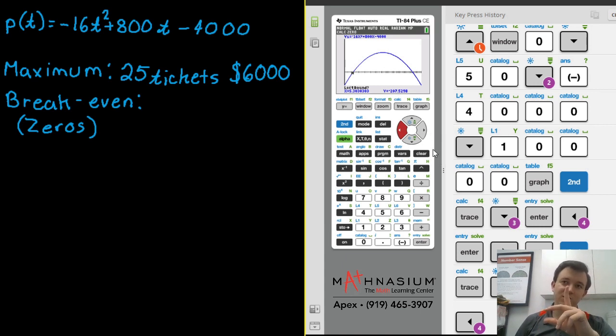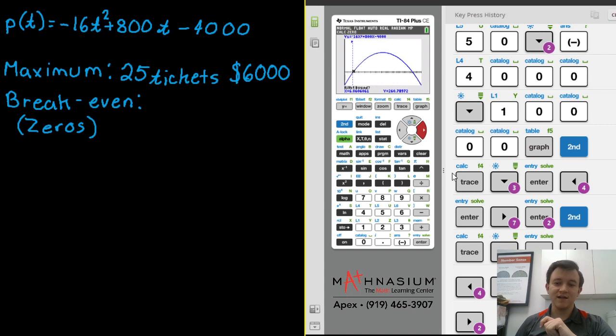So left bound again, you want to go just left of where that value is happening. So go just to the left of it, and it's going to be just below the x-axis. Click enter. Right bound, you guessed it, just barely to the right or just above the x-axis. Enter, guess, enter, and then it will tell you that your break-even point is where you sell 5.6 tickets. But you can't sell half of a ticket. If you sold half tickets to a movie, you'd probably get kicked out halfway. That probably wouldn't work out very well. But you can just round that up and say the break-even point is going to be at 6 tickets.